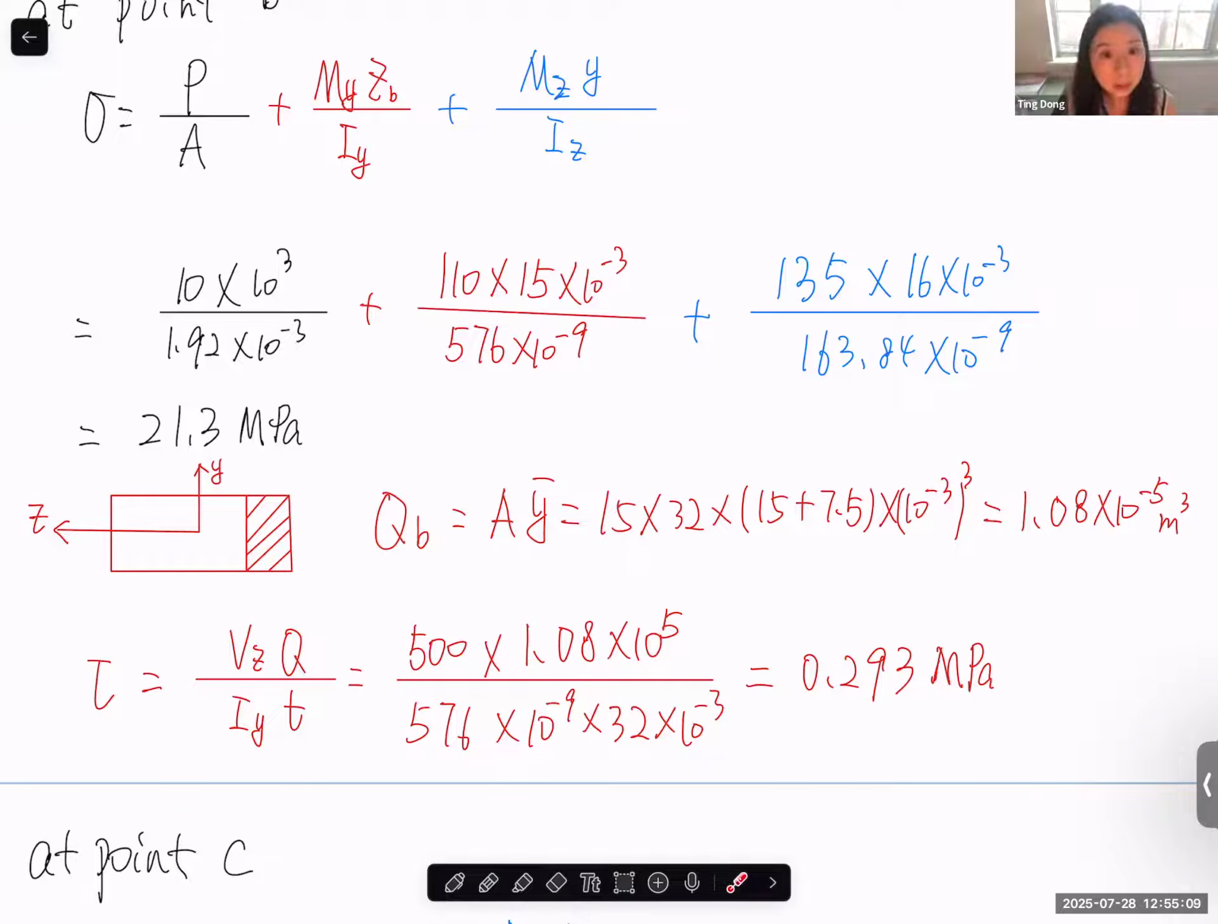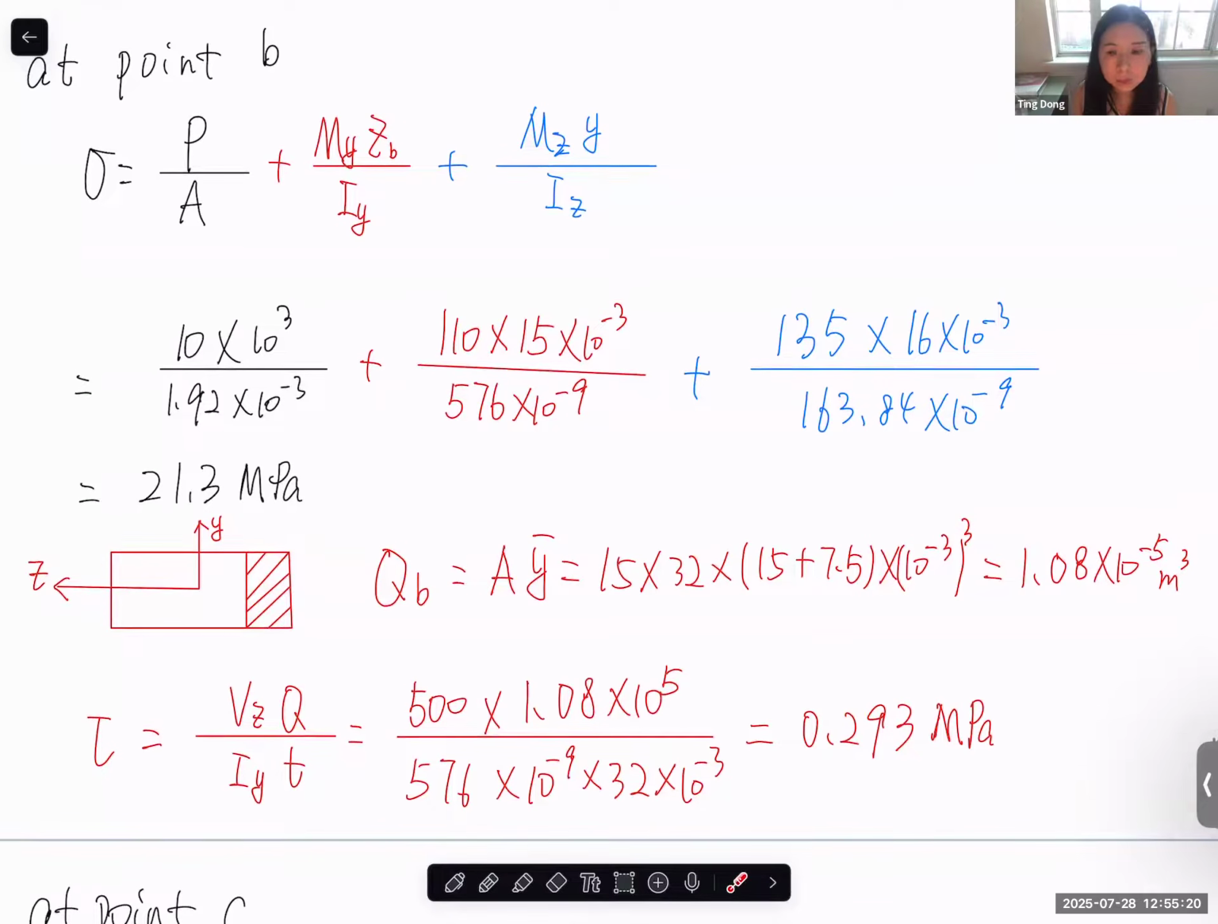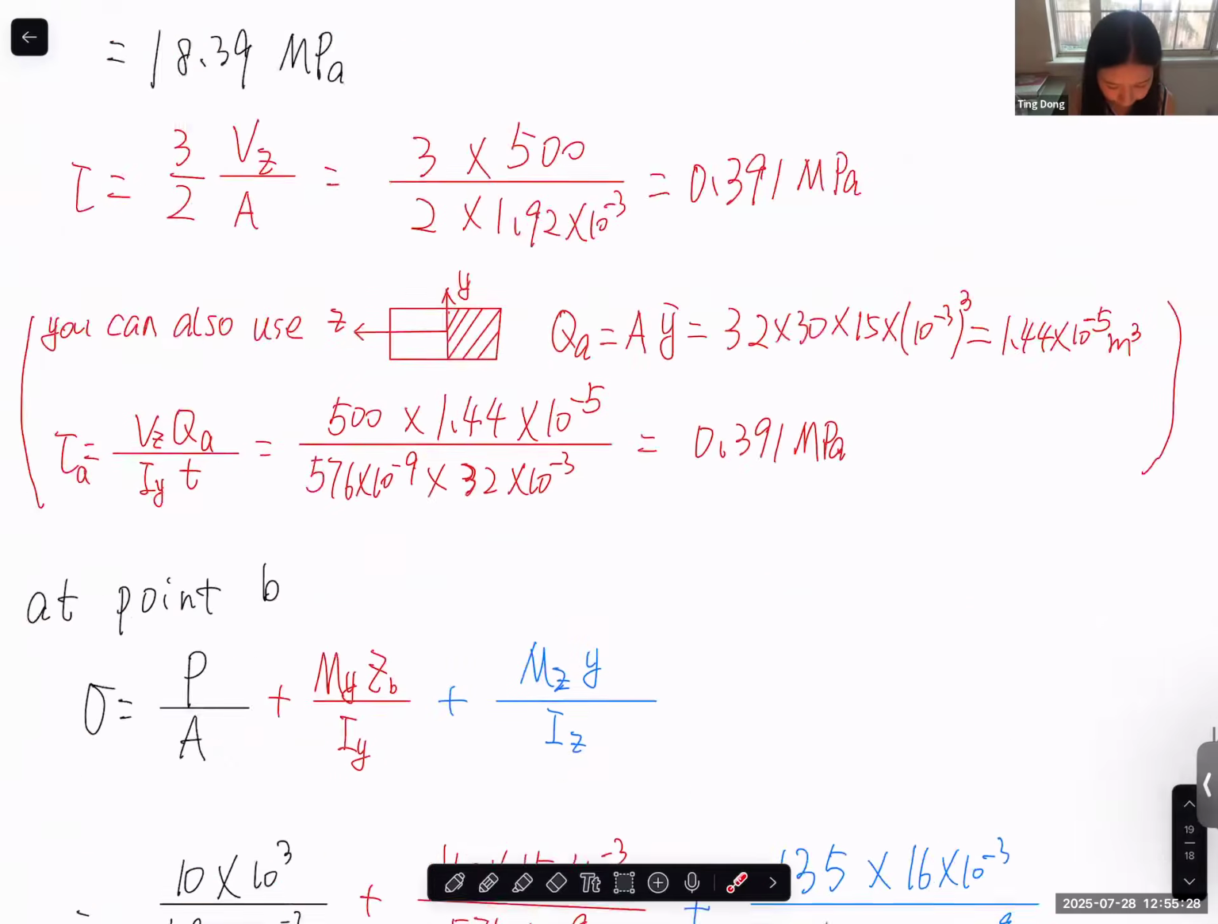Okay. Any question for this part? No? Okay. Now let's move to point C.